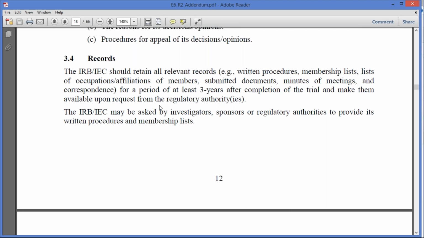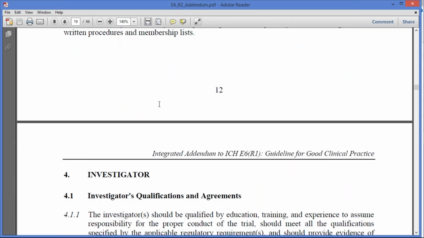IRB may be asked by the investigators, sponsors, or authorities to provide its written procedures and membership list. That's the reason they should always maintain the records. Even after completion of the trial, for at least 3 years, they have to maintain all the records.